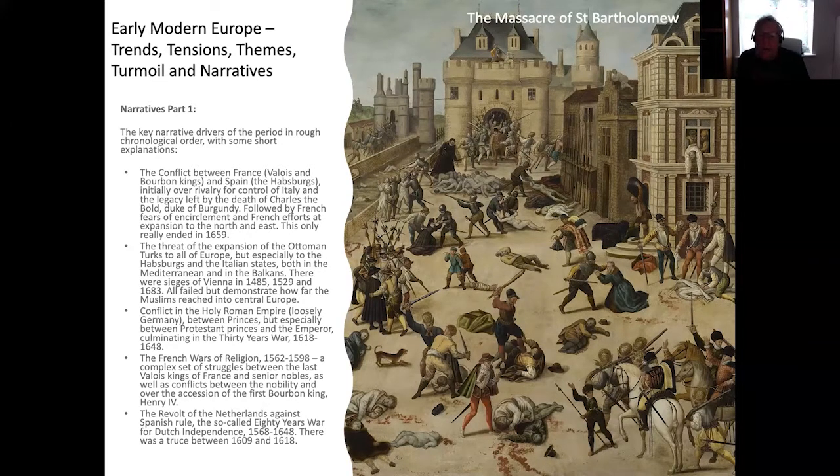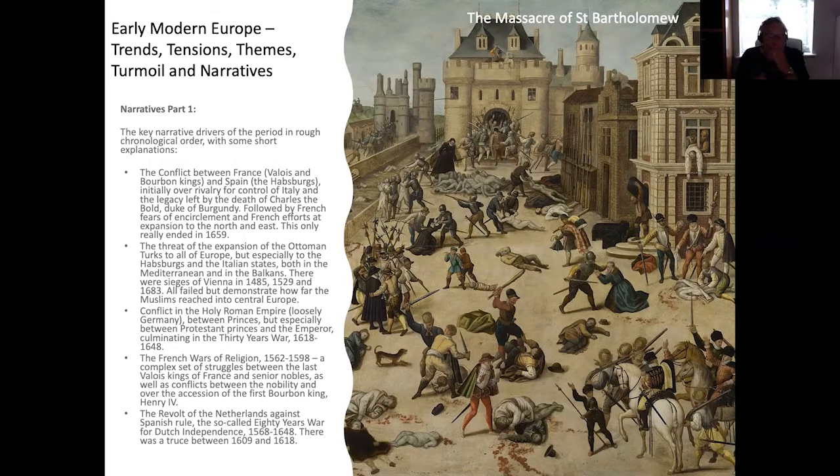But it's worth noting, if you look at a map of Europe, in 1485, in 1529, and in 1683, the Turks were able to besiege Vienna. That's as far as they got, and they were defeated on all three occasions. But that's quite a long way into Central Europe. You're approaching Germany, all right?